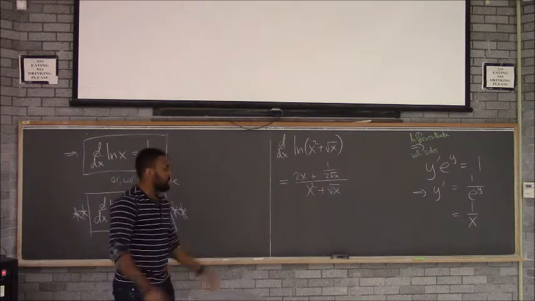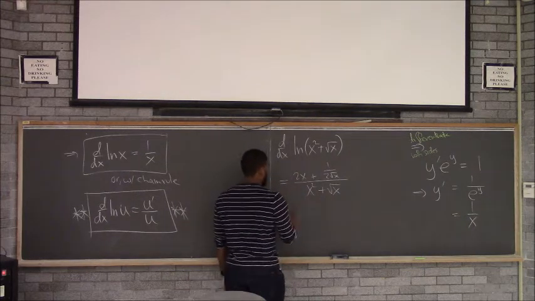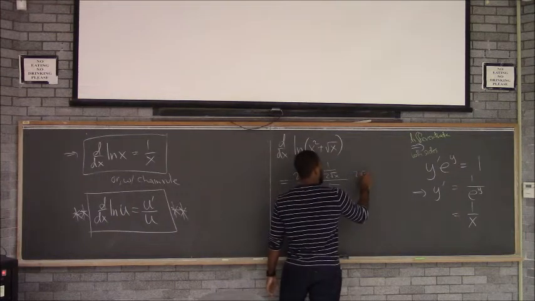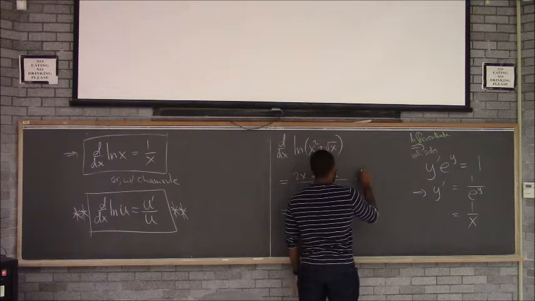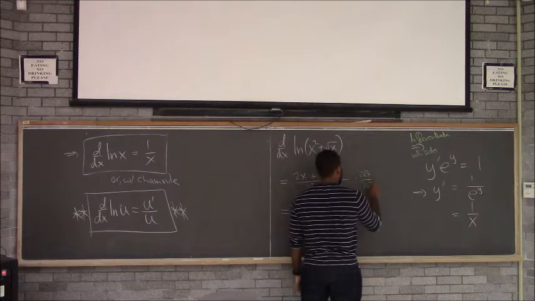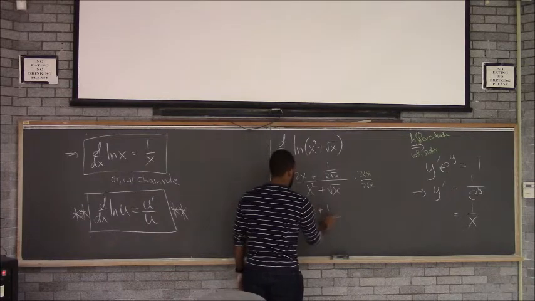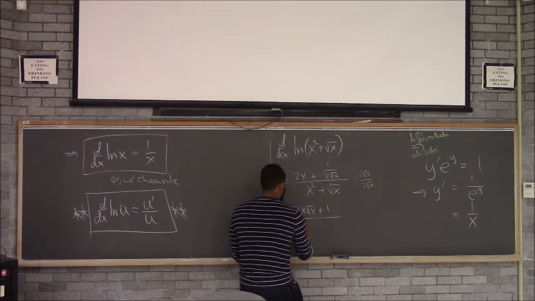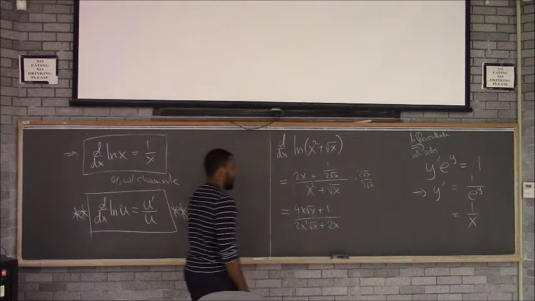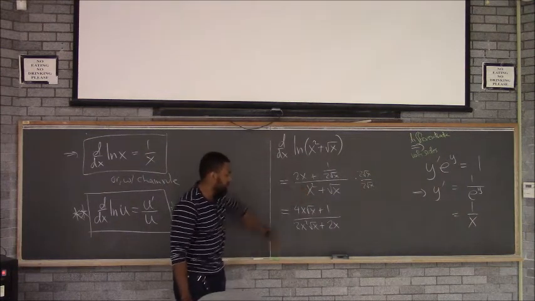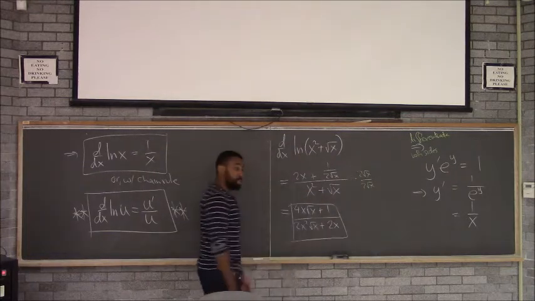Now that is the answer. I mean, you can simplify it a little bit, but that's the answer. Sure, let's just simplify it a little bit. We can multiply and divide by 2 radical x. And I will get here 4x radical x plus 1 over 2x squared radical x plus 2x. And I could write this as x to the 3 halves, or x to the 5 halves if I want. But that's pretty much it. That's going to be the slope of that function.